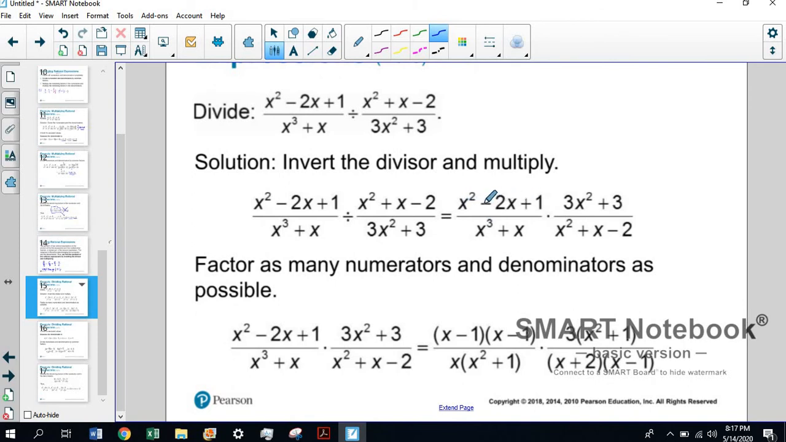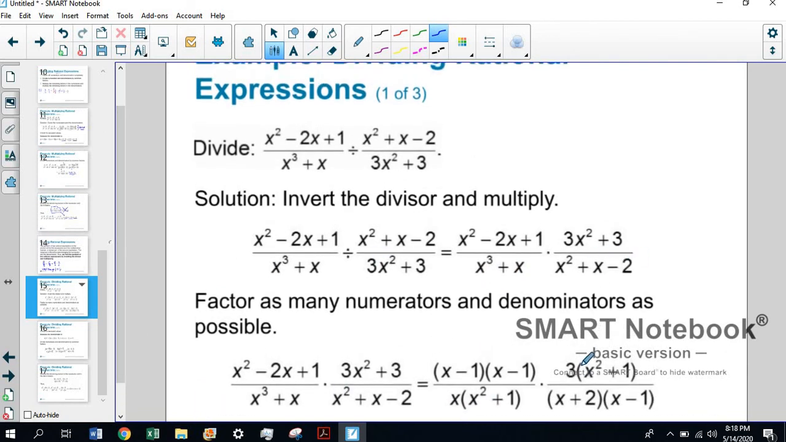This numerator factors into x minus 1, x minus 1. Here we have a common factor of x we factor out. Okay. Here we factor out a common 3. And then x squared plus x minus 2, that factors into x plus 2, x minus 1. Okay, so here's your factored form. Okay, sorry about that watermark there. Can't get rid of that right now.